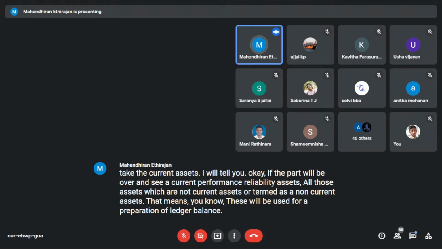Number one, proposed dividend and provision for taxation. You put the heading Note number one: preparation of schedule of changes in working capital. We want to prepare the schedule of changes in working capital.